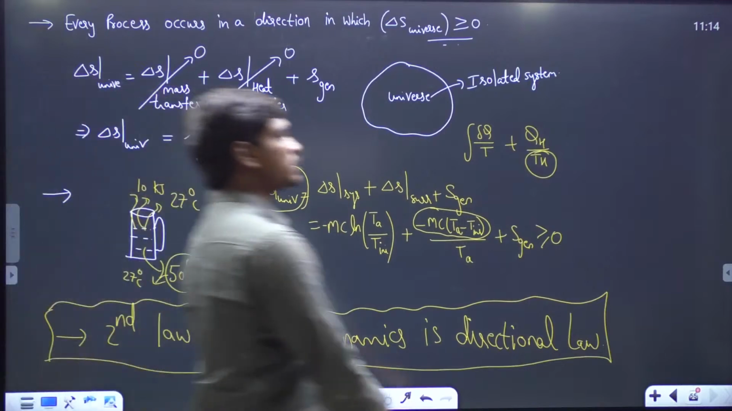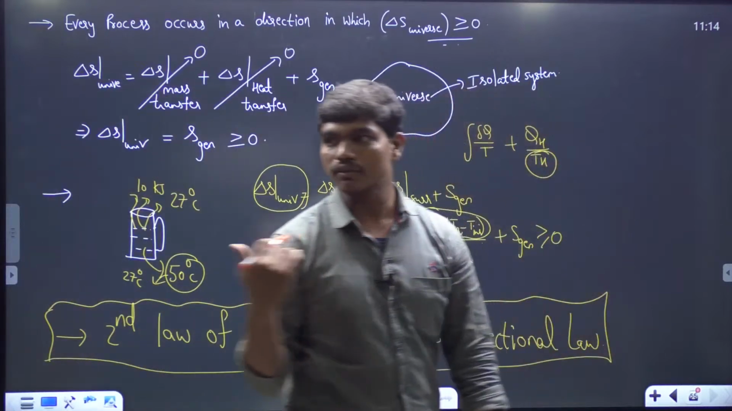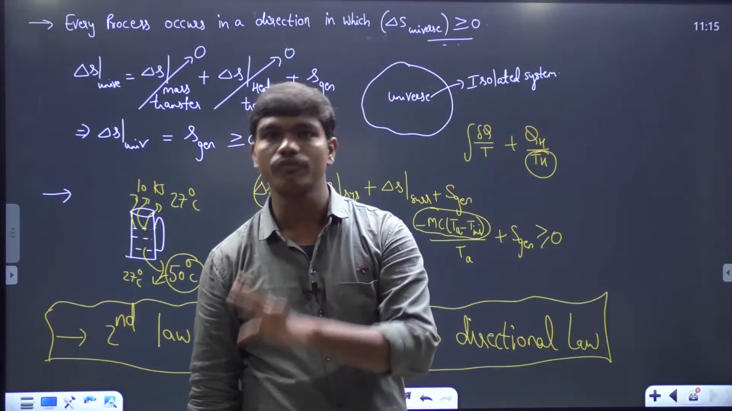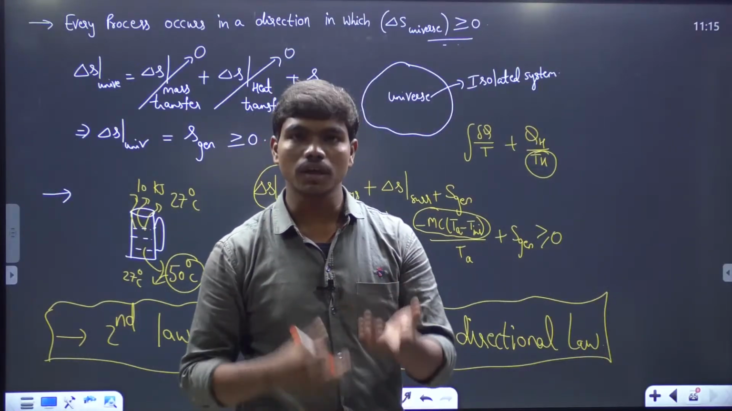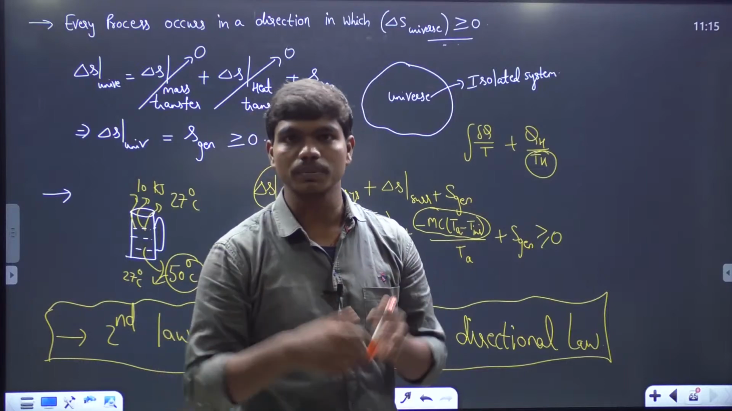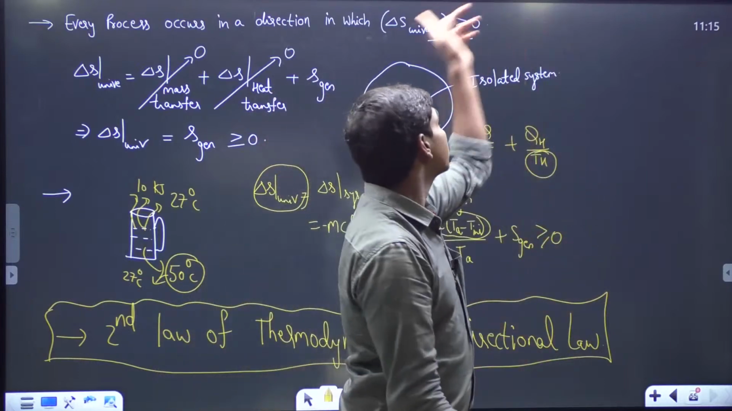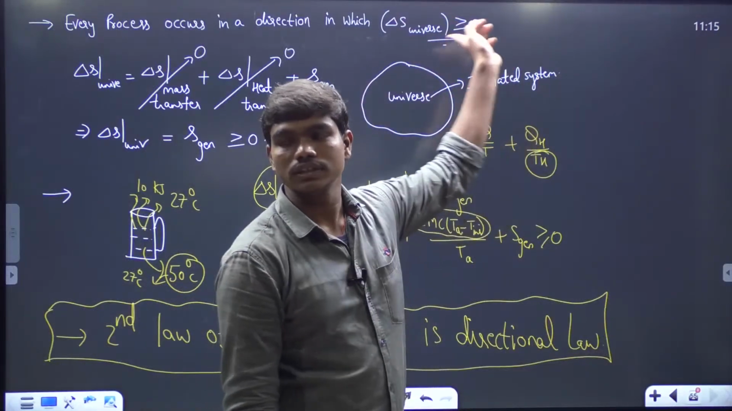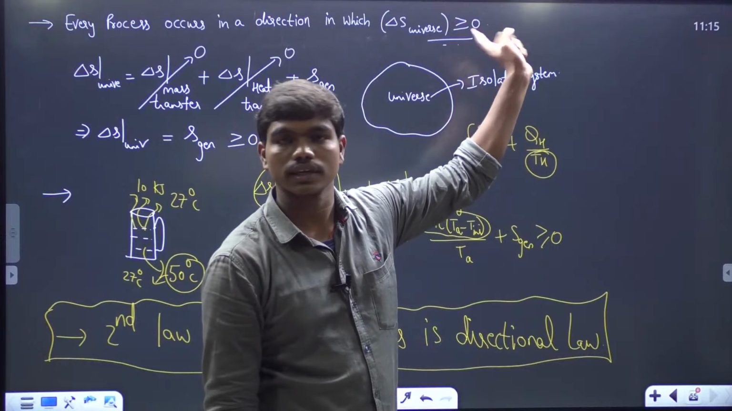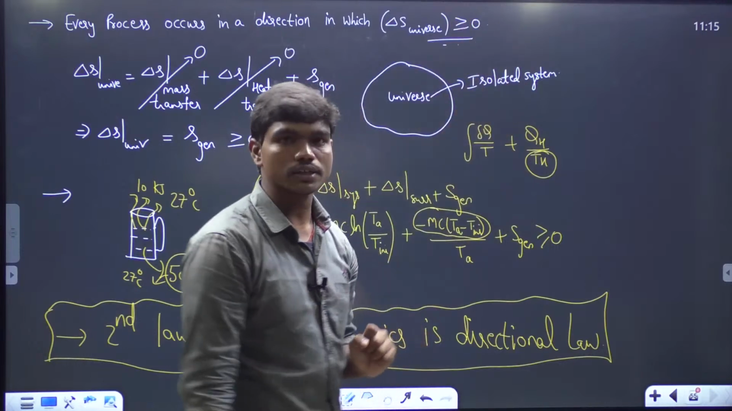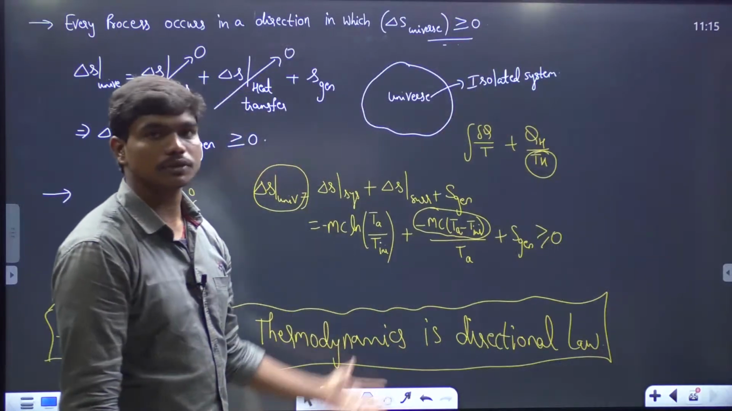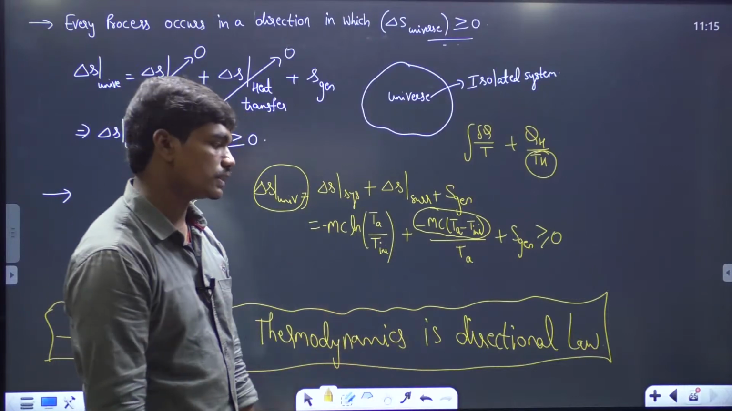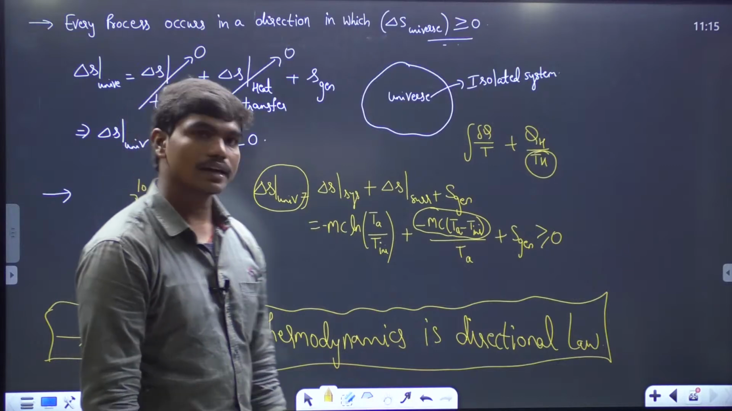If I ask you a simple question, like for this coffee and environment example, heat transfer occurs in the direction from coffee to atmosphere, correct? But if I ask you a more complex case, like turbines and compressors, then you calculate this value and say the process happens in the direction in which delta S of universe is always greater than or equal to 0. Clear to all of you? So that's why the second law gives the direction in which the process will proceed.